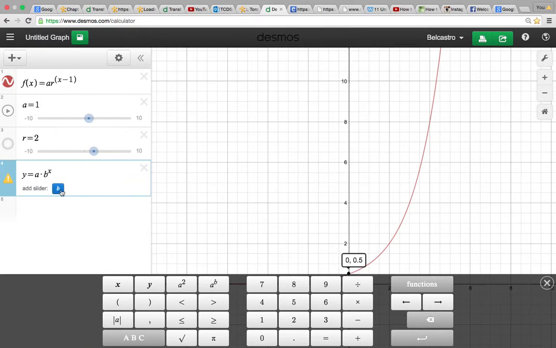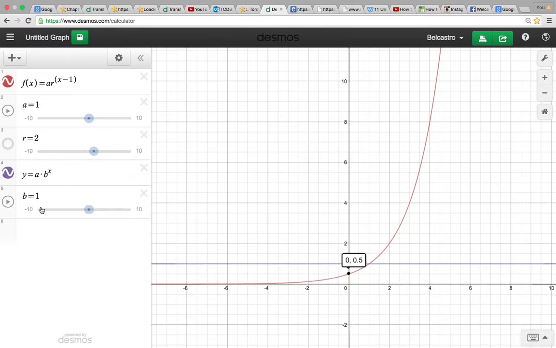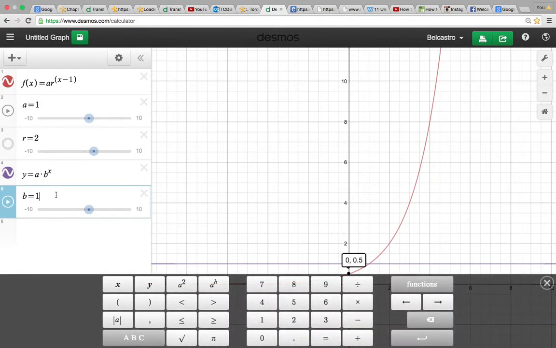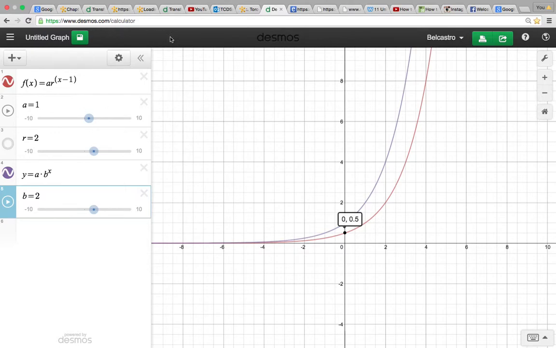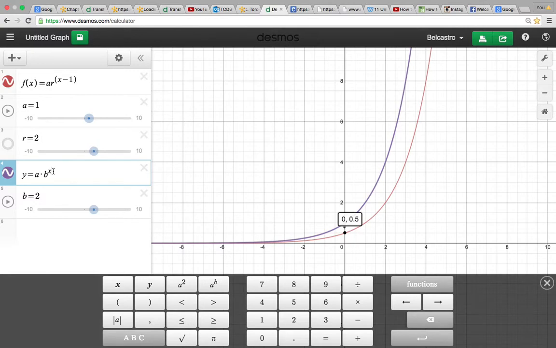I need a slider for b. I'm going to keep the ratios the same, so I'm going to change this number to 2. Our a value is 1, and this one has x minus 1 in there. Now, we could have done the same thing and put this to the power of x minus 1. And now they overlap. They're technically the same. The reason is because they start at the value of 1. Our first term is 1.